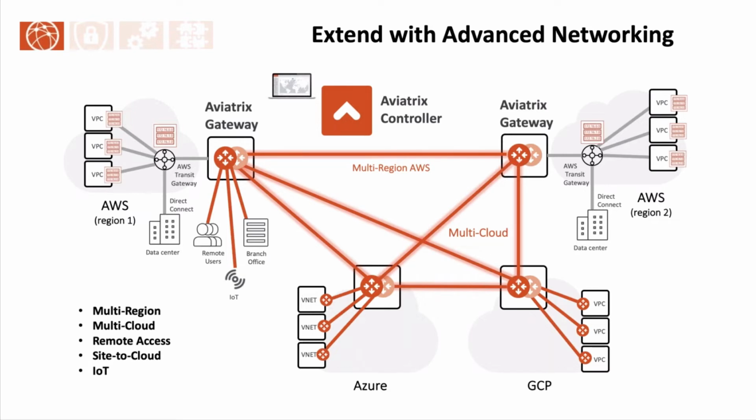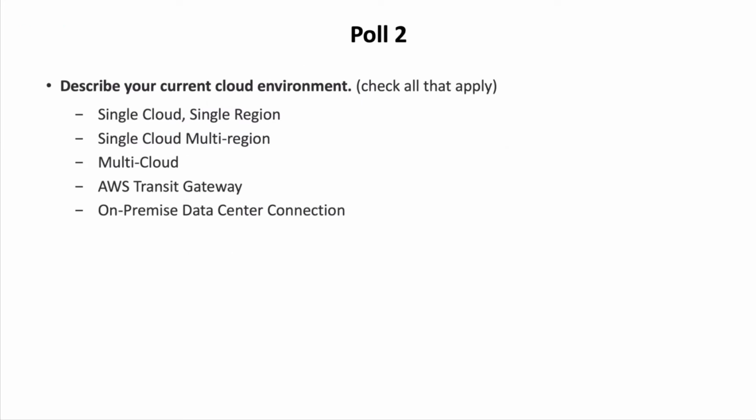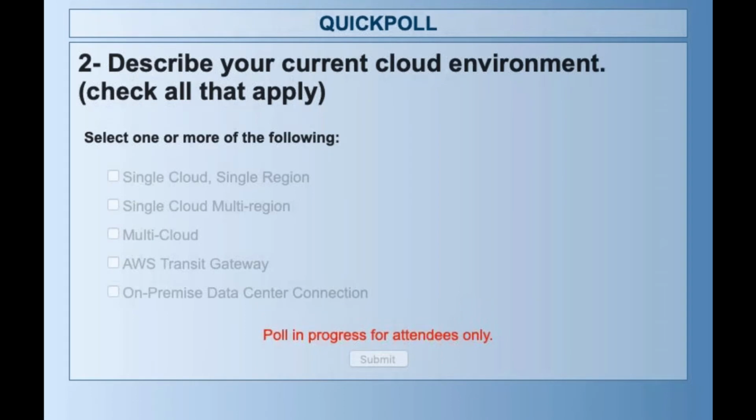So this, the remote access, is obviously where we're going to talk about using a smart SAML VPN service so that you can enter into this multi-cloud backbone in a very secure way. So let's have another poll question here now that you have a little bit of an understanding of what we're doing in terms of the networking and the advanced network capabilities. So again, select all of them that are valid for you.